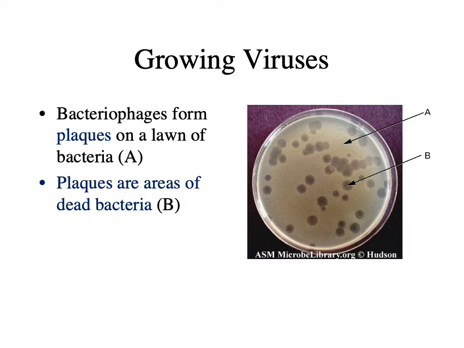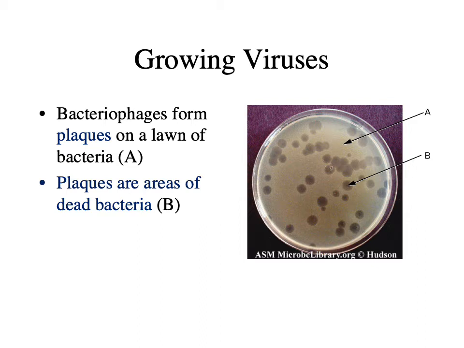Then you would incubate it and grow that E. coli, that bacteria. Then, after it has formed this lawn of bacteria, you could introduce a bacteriophage, a virus, to this plate of bacteria. Because bacteriophages are predators of bacteria, they would then kill the bacteria in different spots on that plate. These areas of dead bacteria are called plaques. Within those plaques, though, you would find the bacteriophages growing.